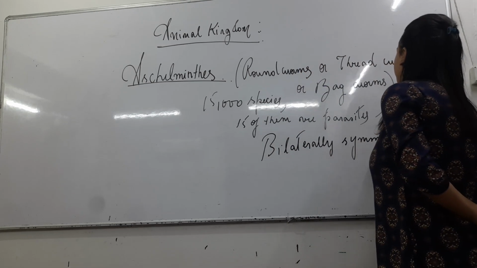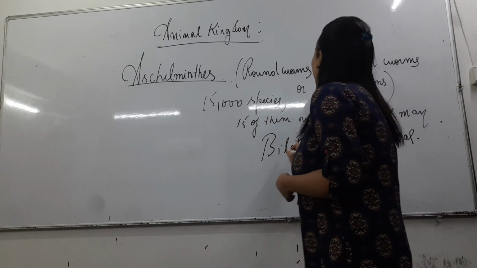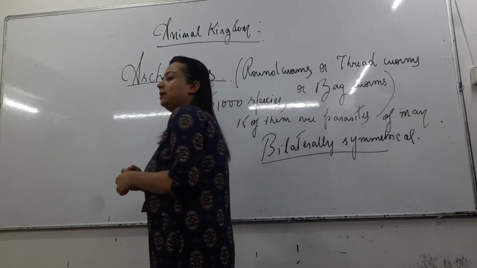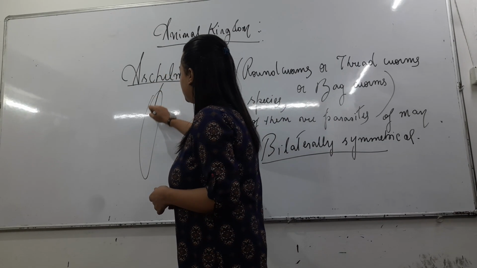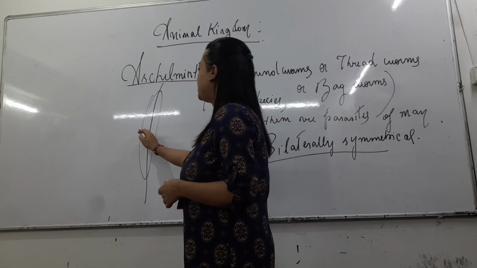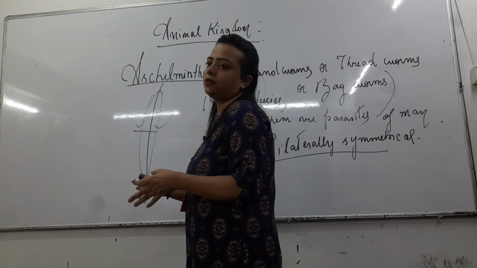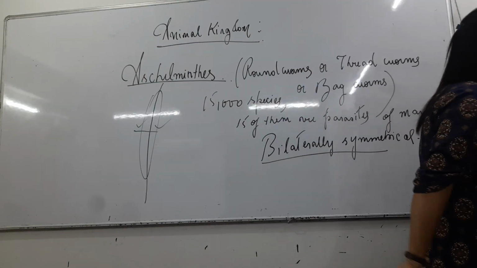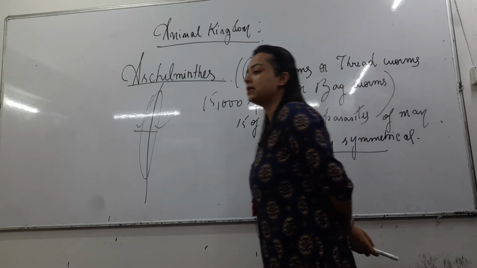What is bilaterally symmetrical? We are bilaterally symmetrical animals, but what is that? Suppose this is a worm, a single plane is passing and dividing the animal into two left and right halves. This is bilaterally symmetrical. Okay? Bilaterally symmetrical, triploblastic.